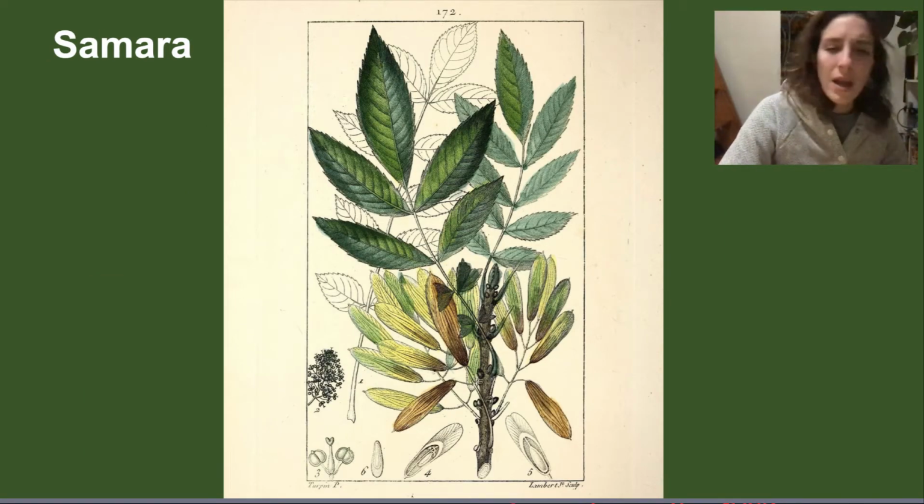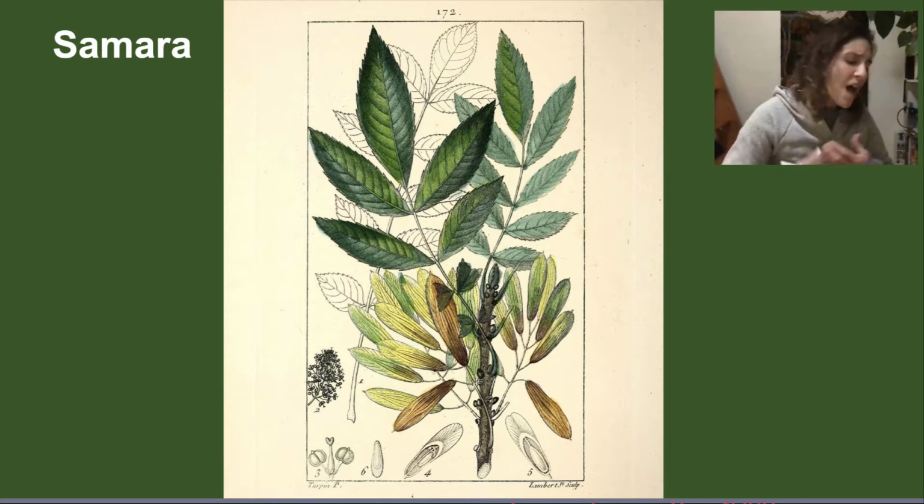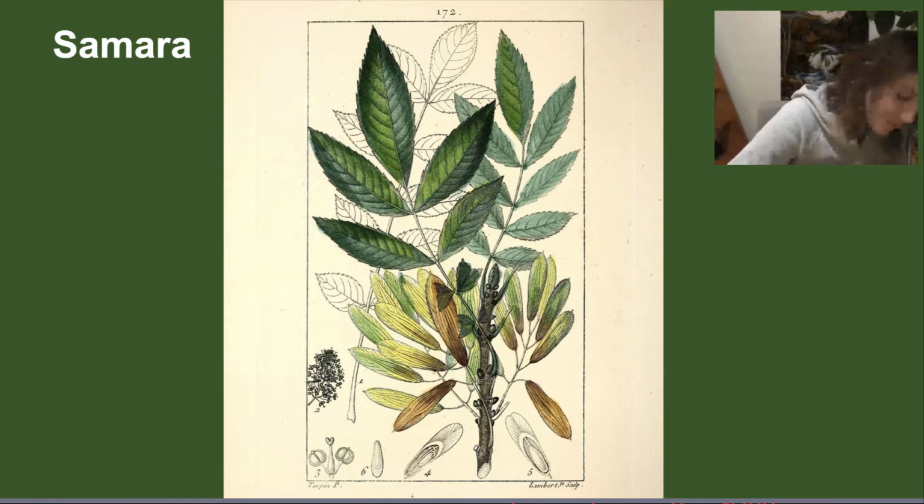A samara, it's just a winged achene. That's it. Not going to spend much time on it. Usually kind of flat. Usually it's winged because its function is to sort of catch the wind. Do not Google image search this term. Just take my word for it. It's just a winged achene. It's a single-seeded, very thin pericarp.